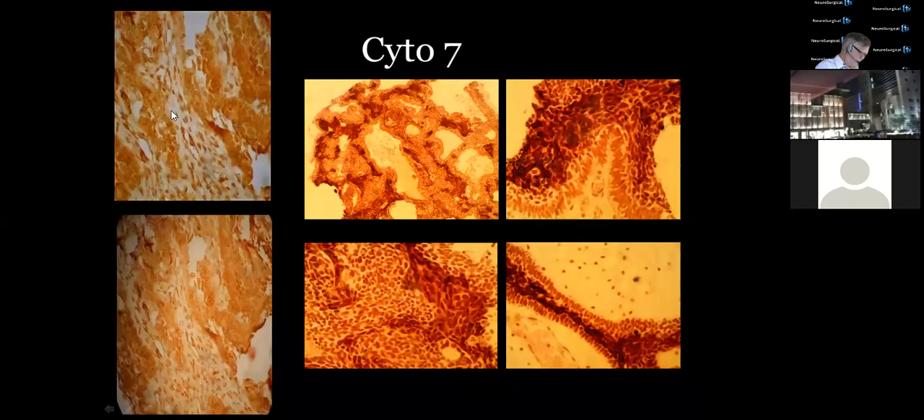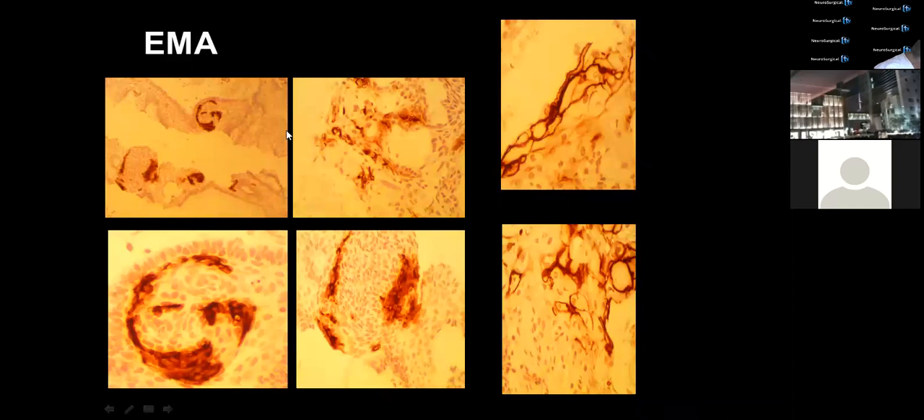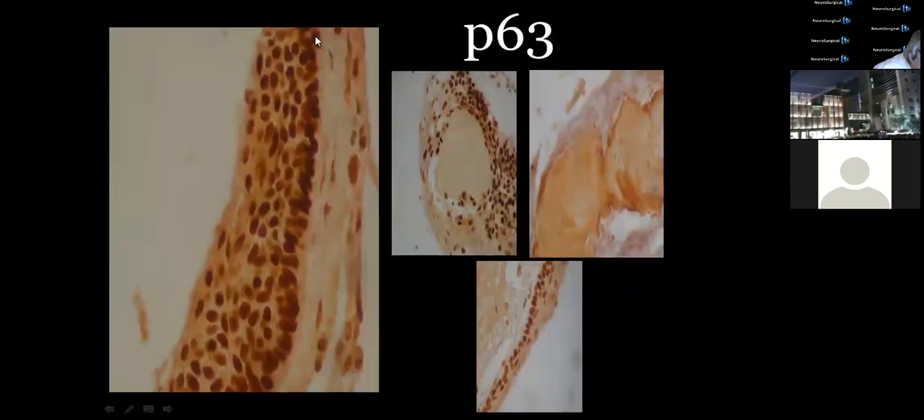We noticed that cytokeratin 19 stains almost all of the cysts in the brain, and we published a study on this. Cytokeratin 7 stains the stellate reticulum mainly. You can see this is the stellate reticulum layer, while it's negative in the basal cell layer. Cytokeratin 5/6 stains mostly the superficial cell layers. Epithelial membrane antigen stains mostly the stellate reticulum and the superficial cell layer, as you can see here. And p63 stains mainly the basal cell layer, as you can see in different areas, and it's nuclear staining, not cytoplasmic.